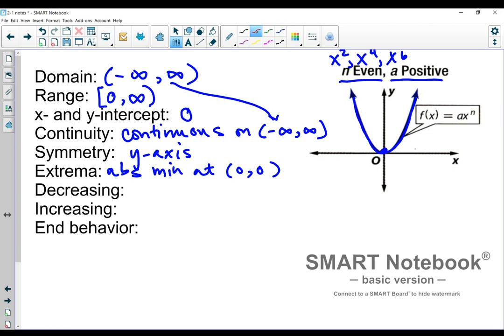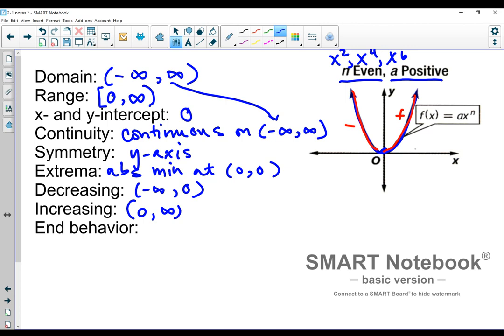And now let's think about decreasing, increasing. So first, when I trace that function, I'm going down. And then after I hit 0 in the vertex, I change direction, and now I'm going up. So I have decreasing from negative infinity to 0. And then from 0 to infinity, I have increasing.